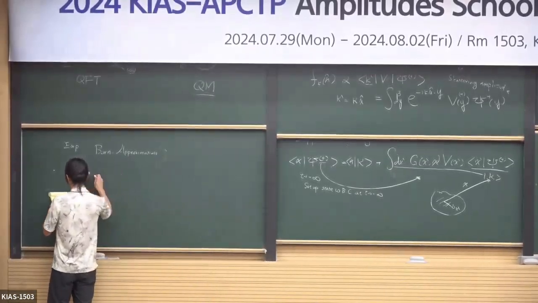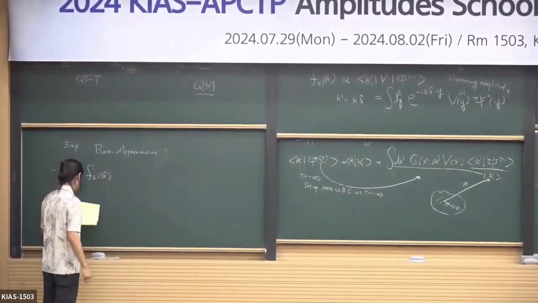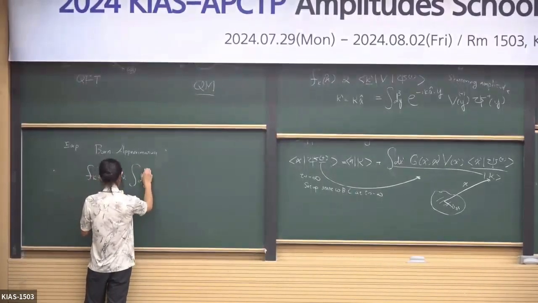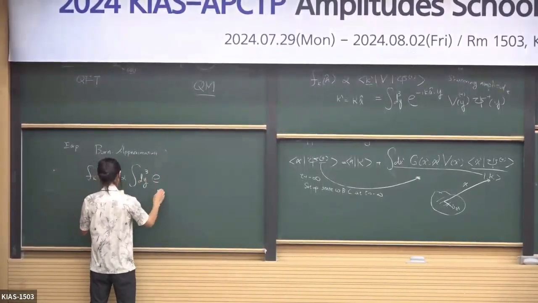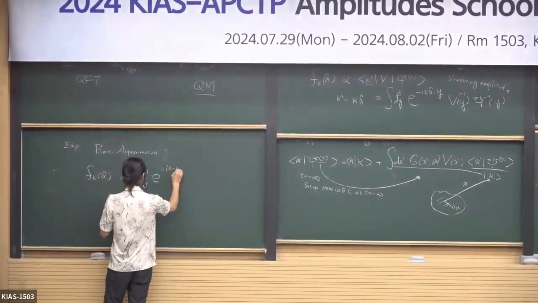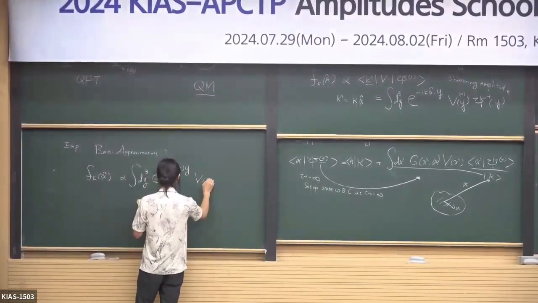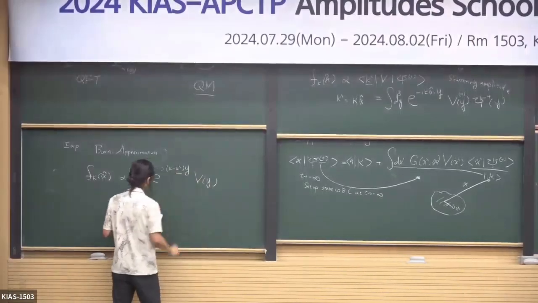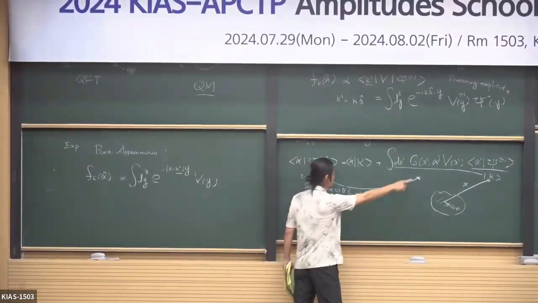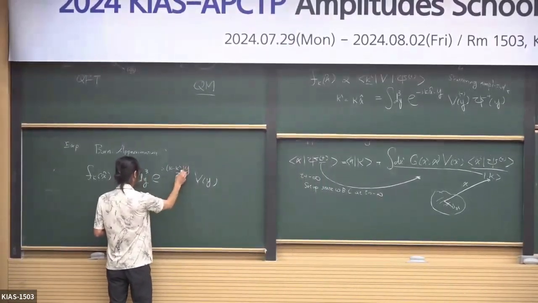Then that means that at leading order, your scattering amplitude is going to be proportional to the integral of e^{i(k - k')·y} times V(y), where this factor comes from the fact that I'm just considering a plane wave here. Okay, so this is the leading order.